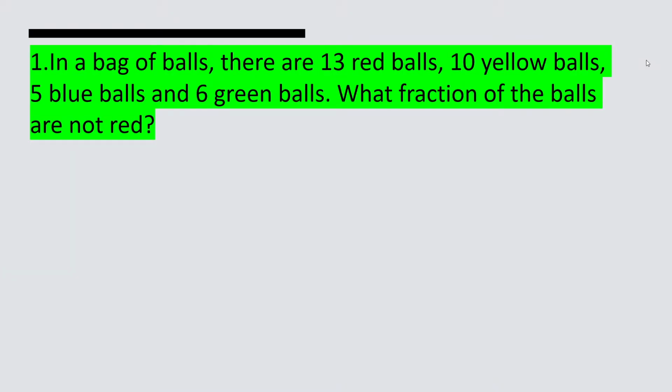Here is the first question, and I'm going to explain this question. In a bag of balls, there are 13 red balls, 10 yellow balls, and 5 blue balls, and 6 green balls. What fraction of the balls are not red?